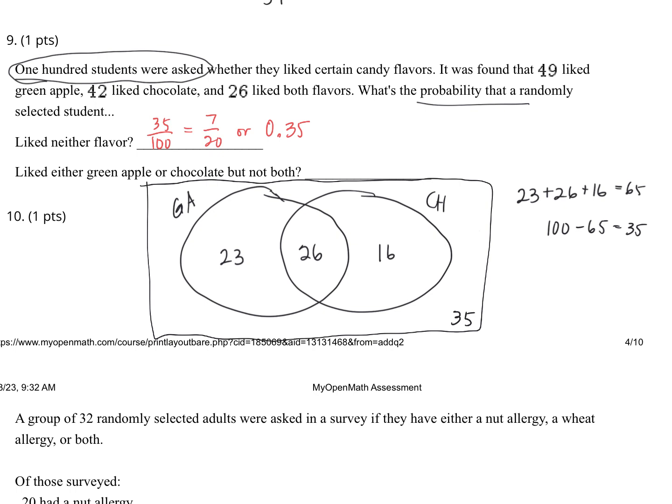Okay, the next part is liked either green apple or chocolate, but not both. So green apple or chocolate, but not both. So that would be 23 plus 16 is 39 out of 100. That's in reduced form. So then as a decimal, you would put 0.39.